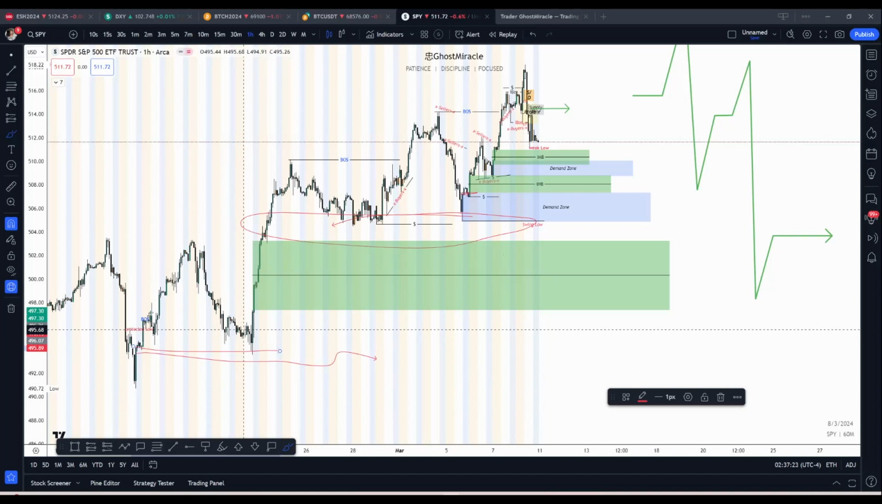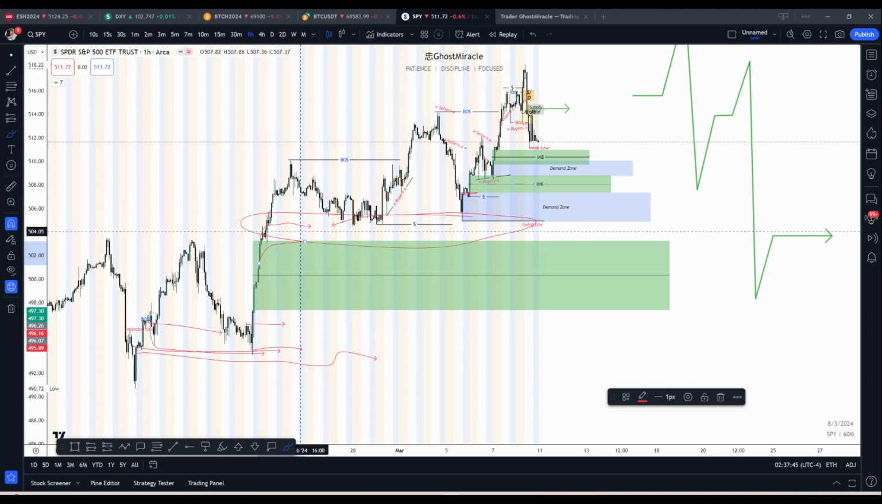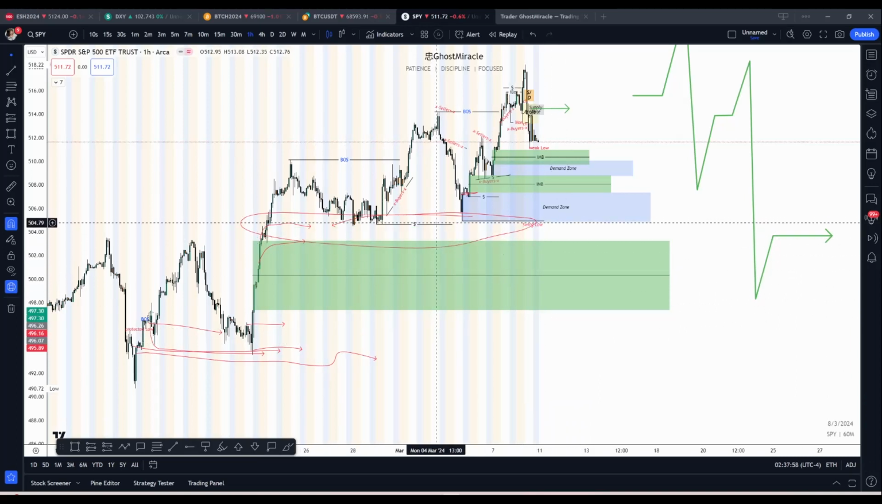Everything below here is mitigated. This demand zone is mitigated. This demand zone has been mitigated. So there's nothing below this imbalance. Oh no, it hasn't. This area here hasn't been mitigated, and it still could be a valid demand zone. Yeah, it hasn't been tapped in.